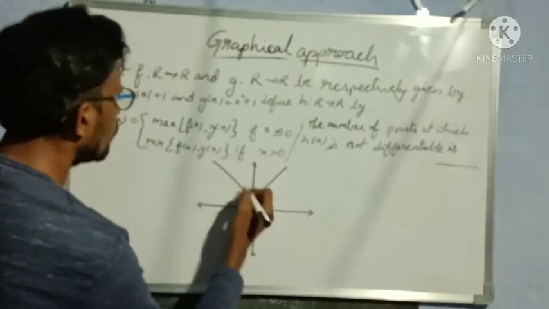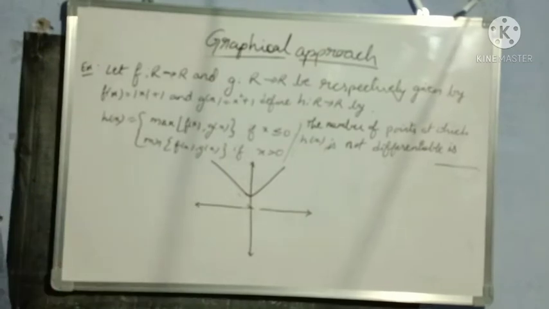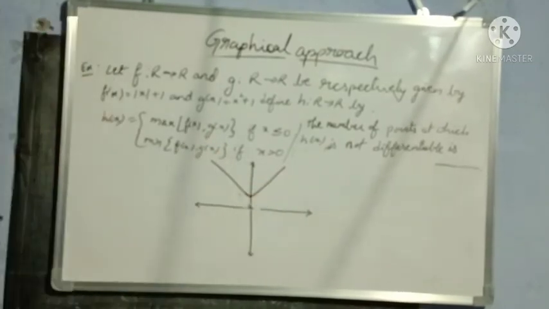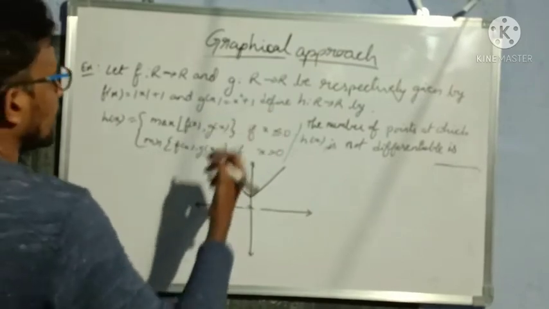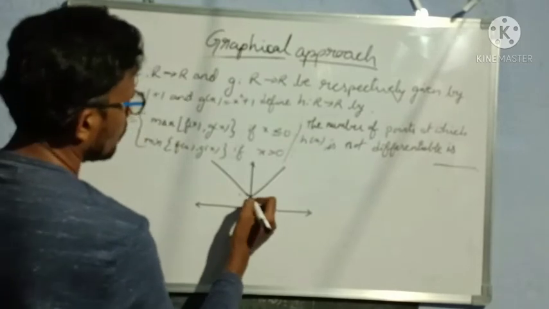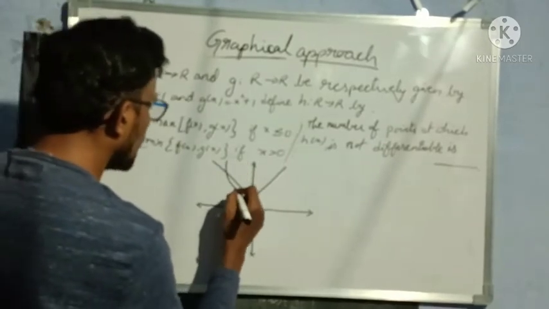Understood? And this should be a sharp corner. Why? Because the mod x graph will have a sharp corner, and the same sharp corner should come here also. Next, g of x is equal to x square plus 1. So here also 1 unit above x square, so from here onwards we will get a parabola like this.